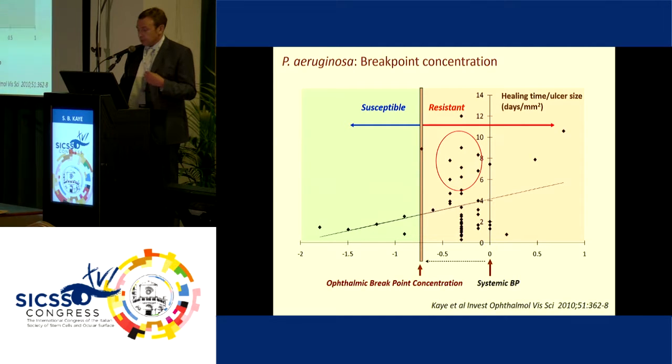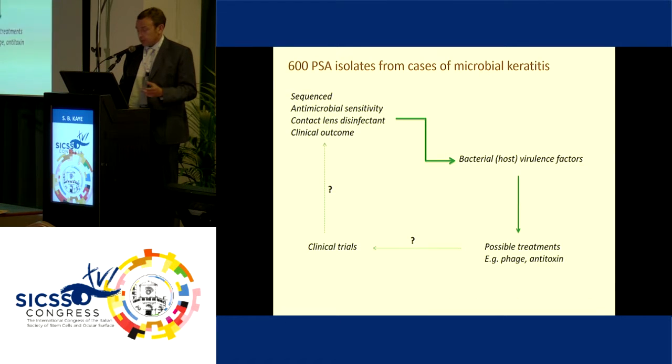So there's something those organisms are producing which allows them to give a worse clinical outcome than you would otherwise expect for a susceptible antimicrobial. Okay, so we took 600 Pseudomonas isolates from different cases, and we sequenced them and looked at antimicrobial sensitivity.